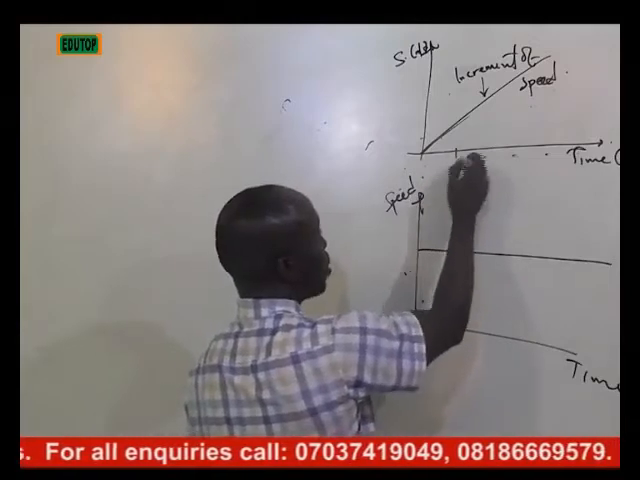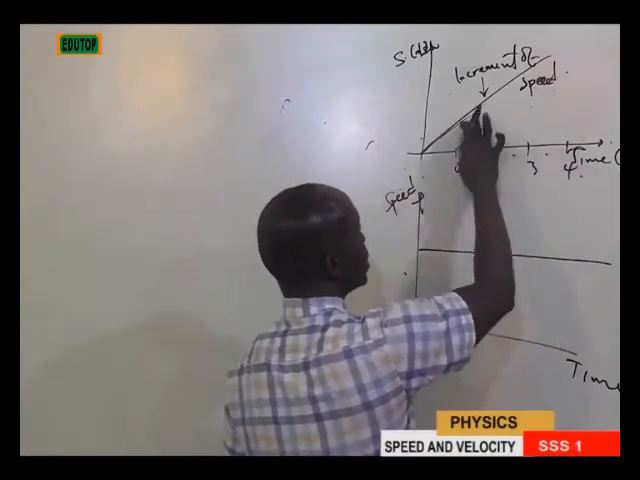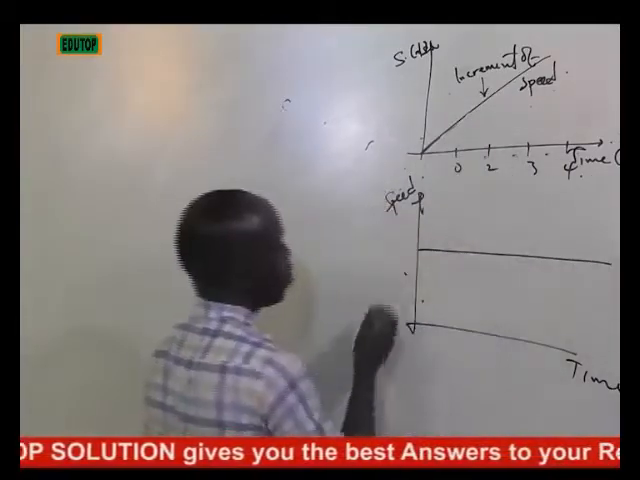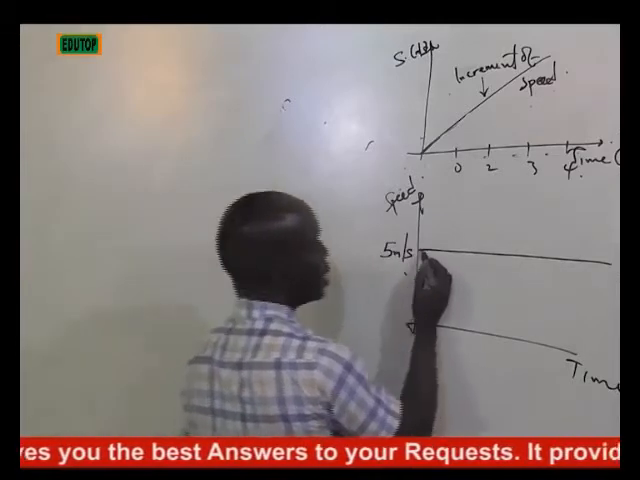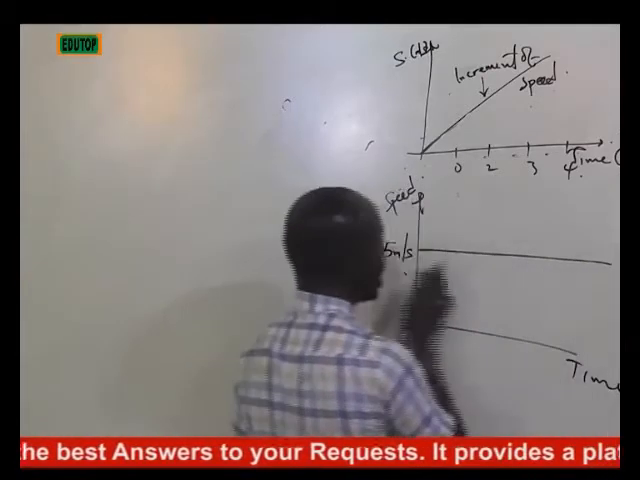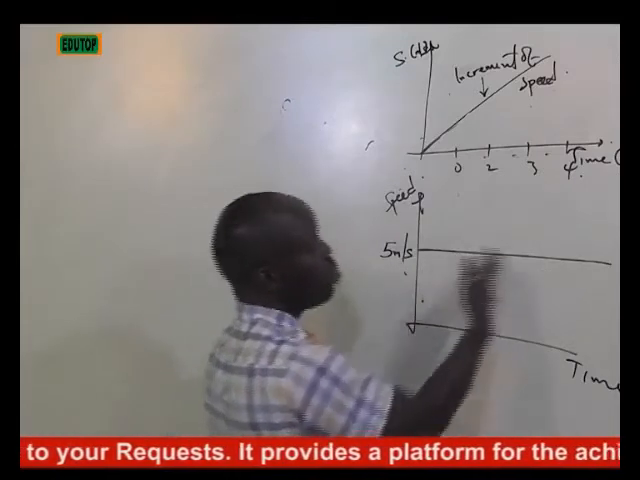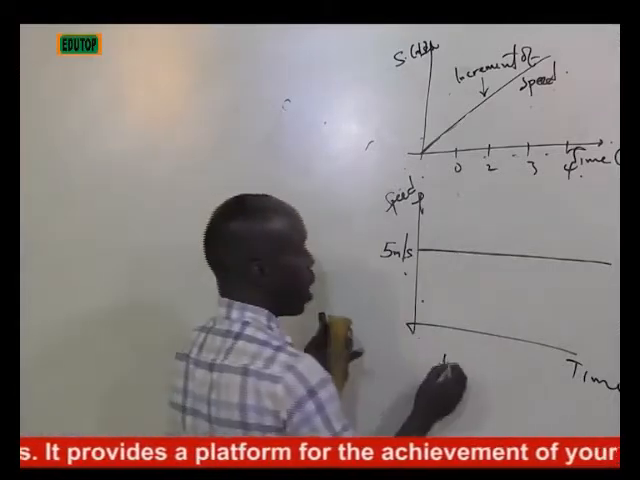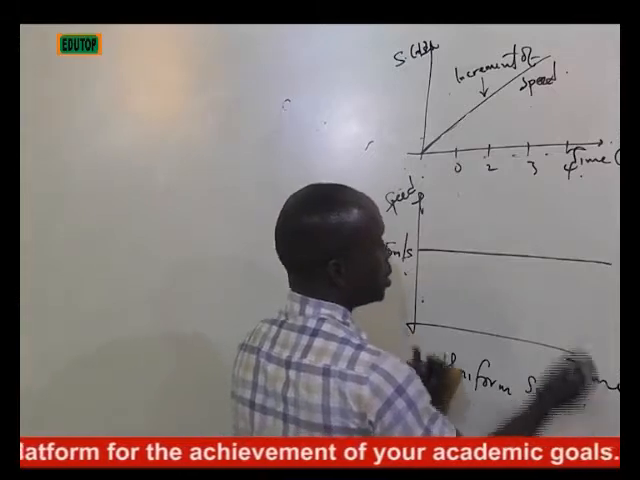Now, mind you, this is 0. Let's say this is 0, this is 2, this is 3, this is 4. You can see as the speed is increasing, time is increasing. Do you understand? But at this junction, let's say at 5 meters per second, you have a straight line. It means there is no increment in speed. That particular body is moving but maintaining a particular speed. So at this junction, you have what we call uniform speed, which will be explained another time.